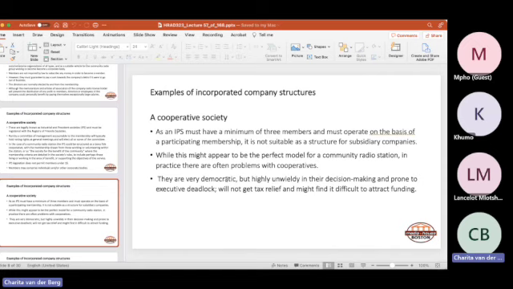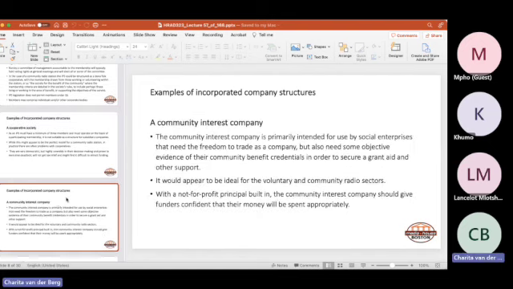So profit distribution is permitted in a cooperative if the rules permit it, but not in a society for the benefit of the community. So once again, as much as it seems like a company that can work for community radio stations, they don't really do. Okay.